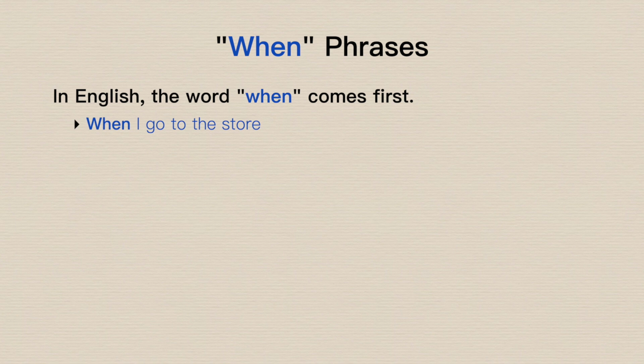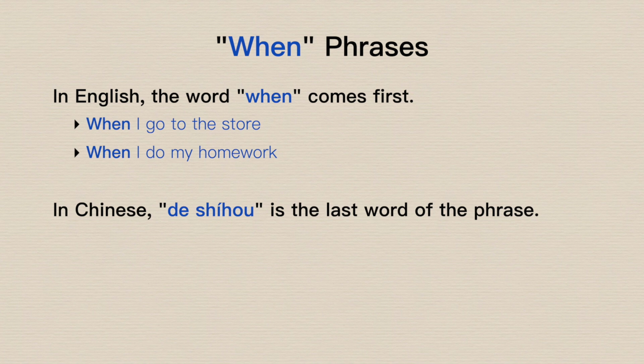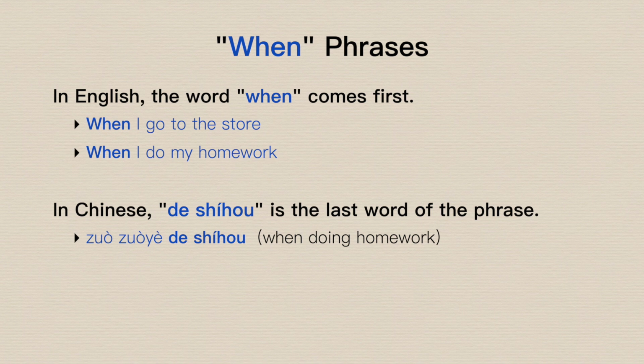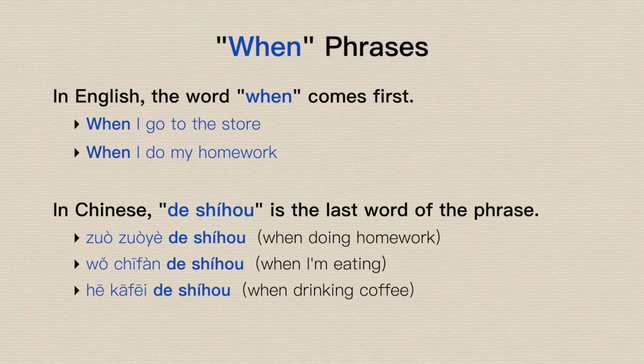When I go to the store, when I do my homework. In Chinese, it's the opposite. So instead of when doing homework, it's 做作业的时候. That 的时候 is like the Mandarin equivalent of the word when. 我吃饭的时候, when I eat food. 喝咖啡的时候, when drinking coffee. 在中国的时候, when in China. Alright, that 的时候 is the last word of your phrase.